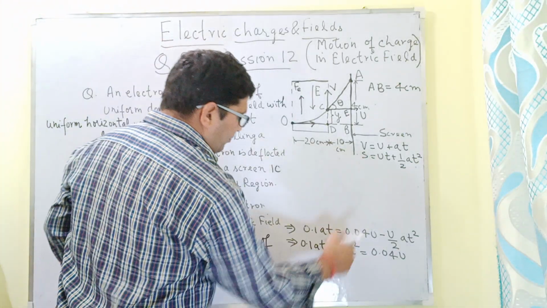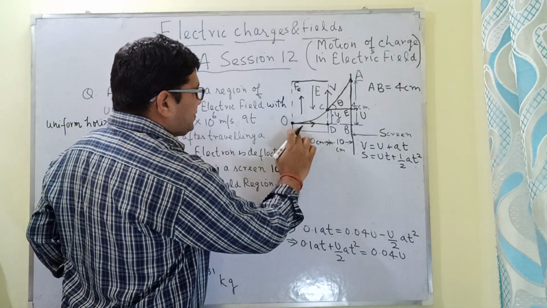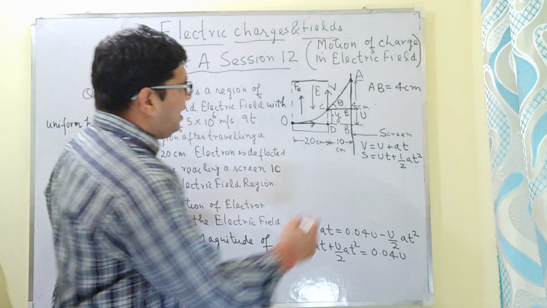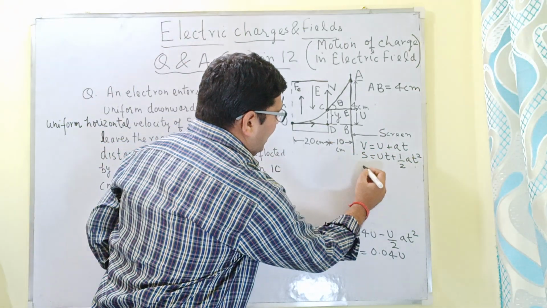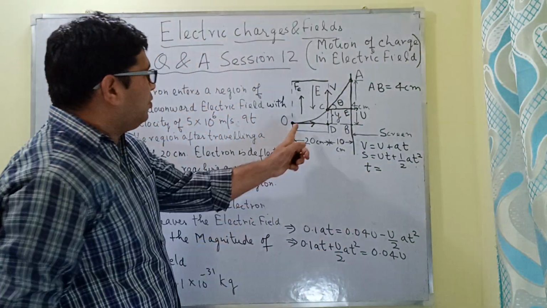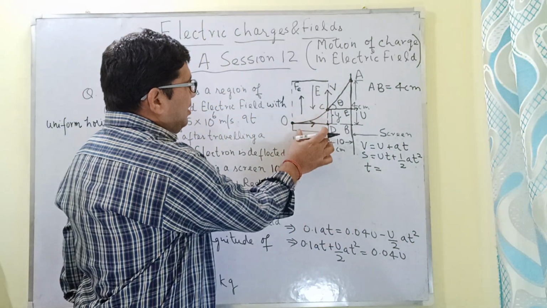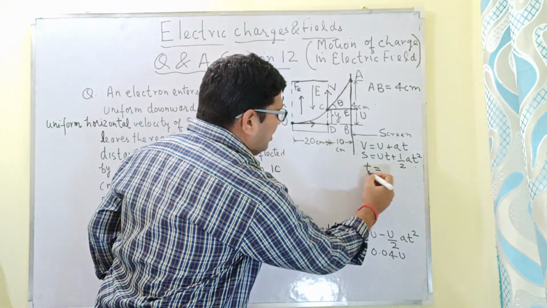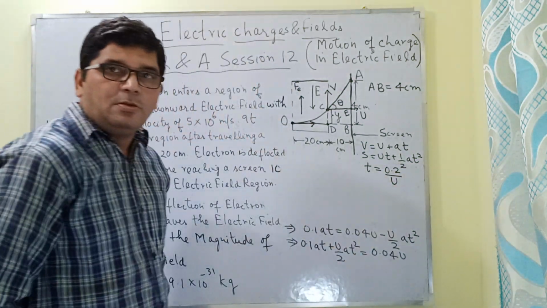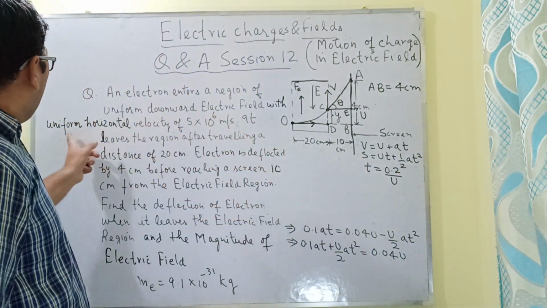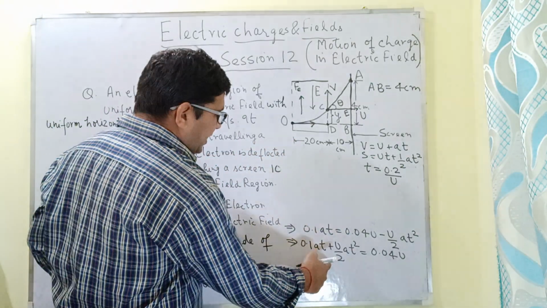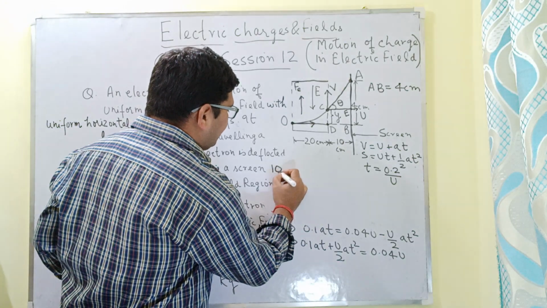Now here one more thing. The velocity of this electron in the horizontal direction is I have taken it as u, and the time taken by this electron to cover this region of electric field will be equal to time is equal to distance, that is equal to 20 centimeter, which is equal to 0.2 meter divided by u. Okay, where u is the uniform horizontal velocity of the electron. So I will be substituting this value of t in this equation.